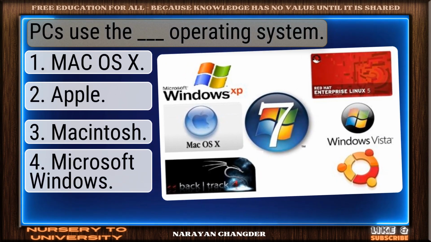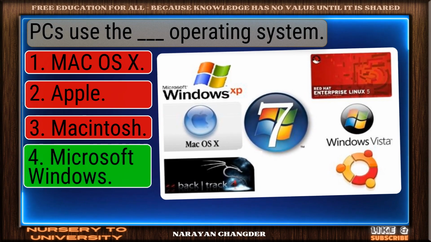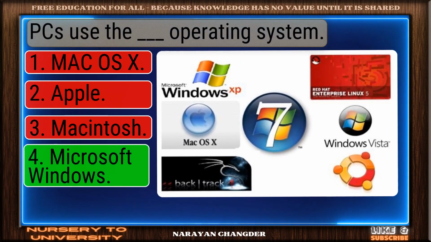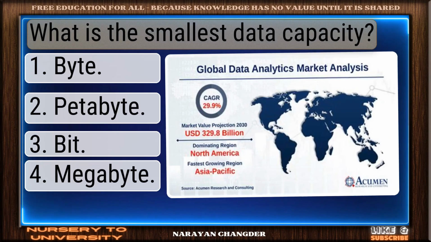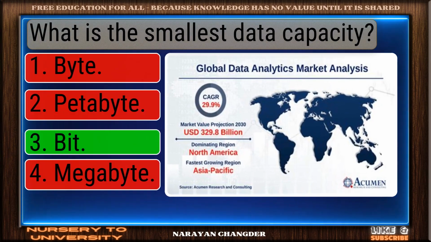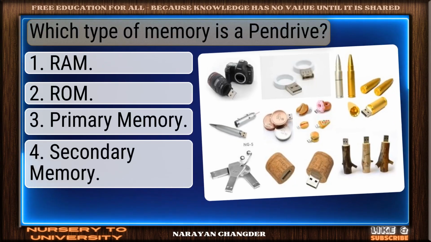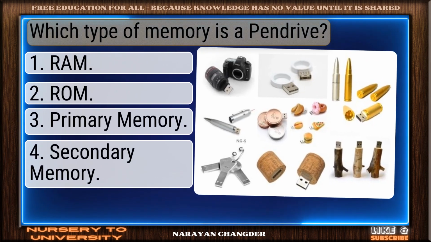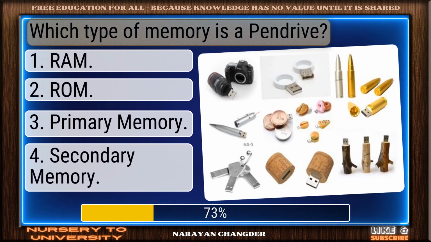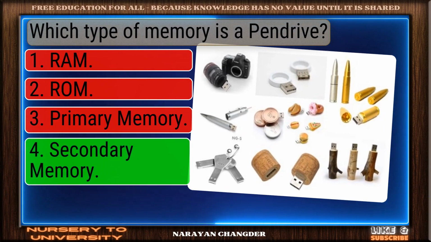PCs use the dash operating system. Excellent. Microsoft Windows is well reasoned. What is the smallest data capacity? Solid response. Bit is valid. Which type of memory is a pen drive? Good thinking. Secondary memory is right.